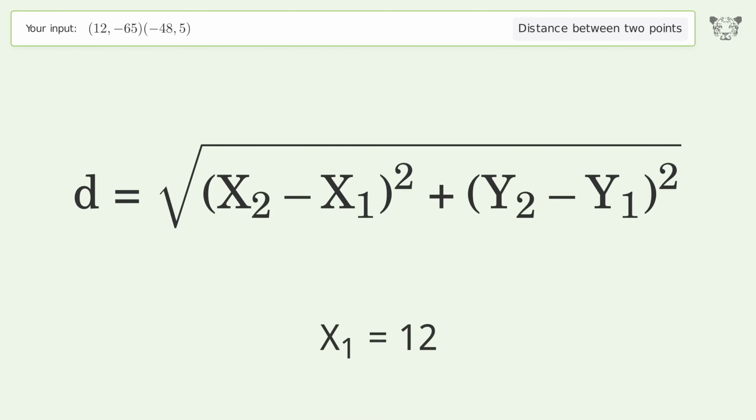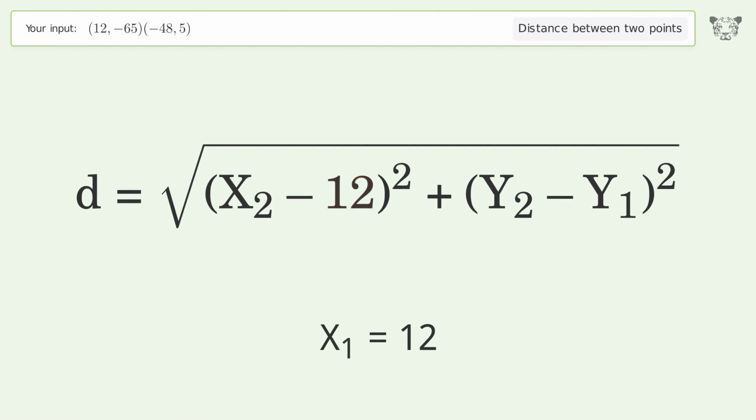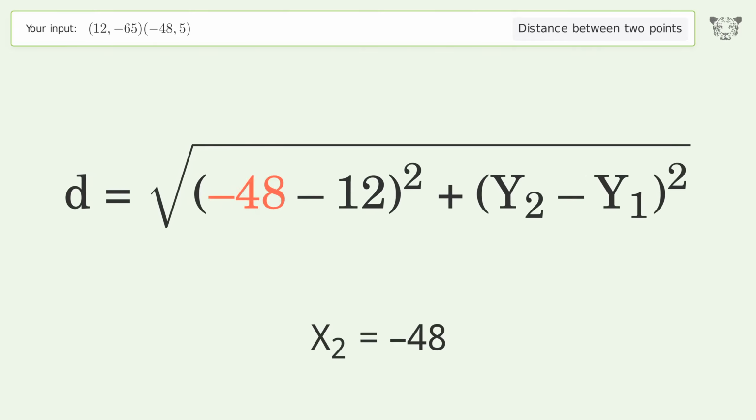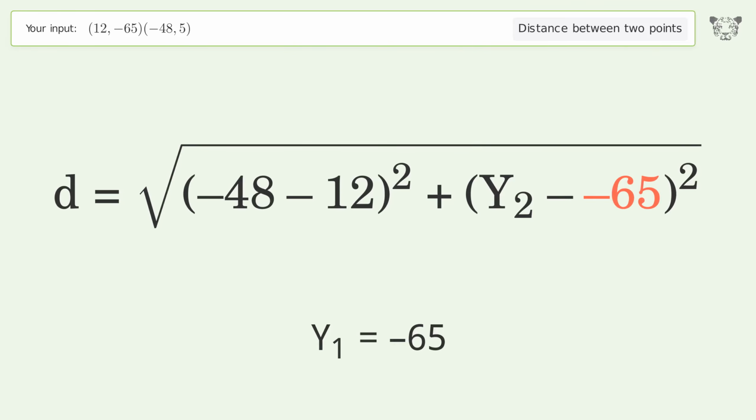x1 equals 12. x2 equals -48. y1 equals -65. y2 equals 5.